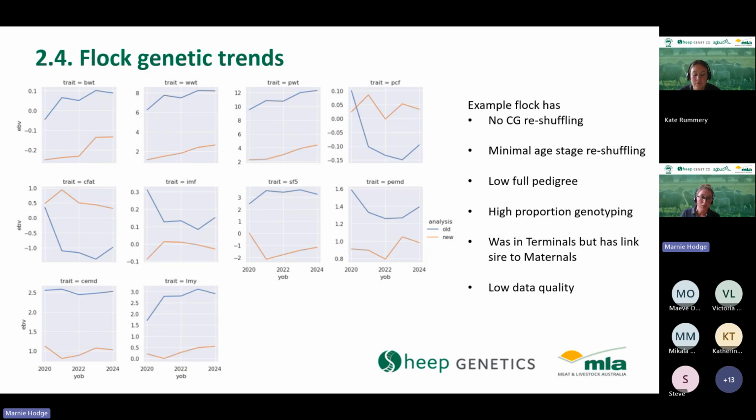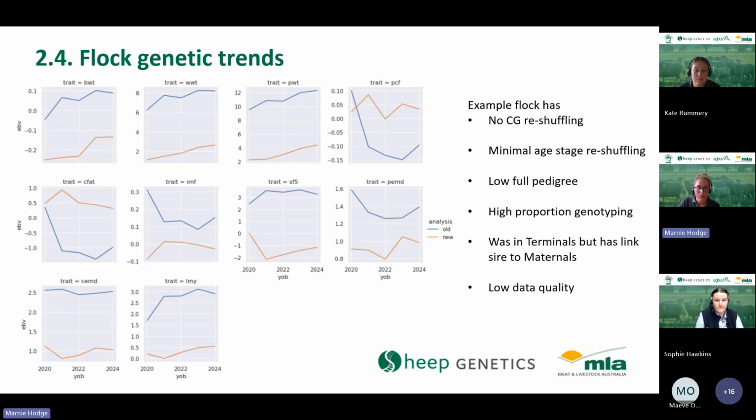regarding the genomic model updates, including the increase on the genomic relationship matrix or genomic relationships, which is the term that Kate referred to as lambda. And in this particular flock's instance as well, it was in the terminal analysis, but it has quite direct sire links to the maternal analysis. So quite a substantially larger data set that it's now comparing and referencing against too.